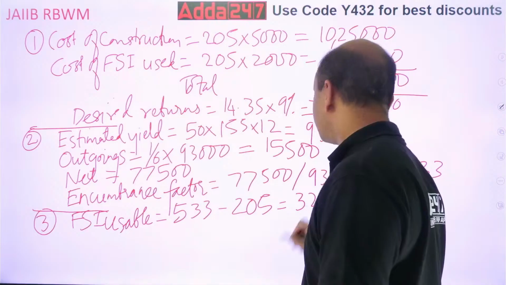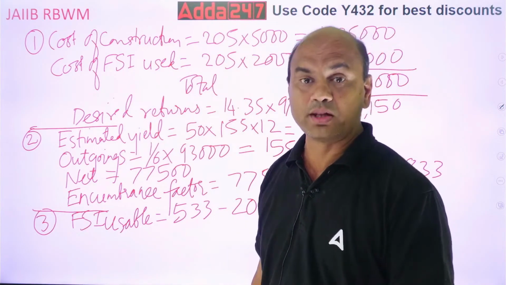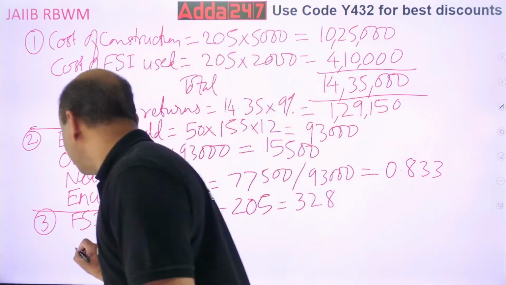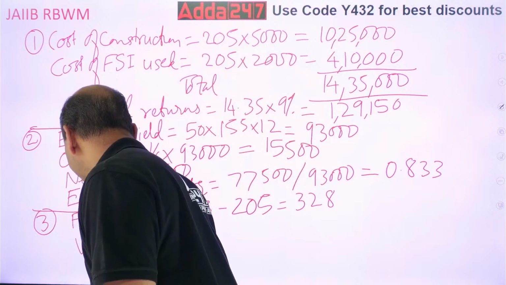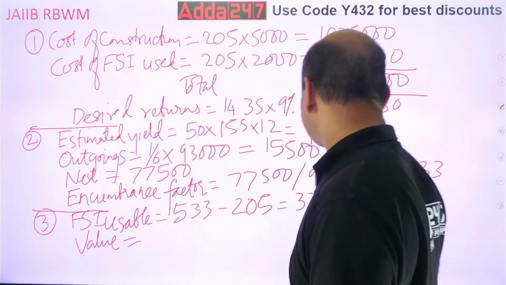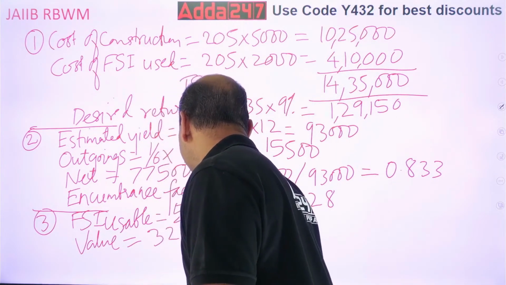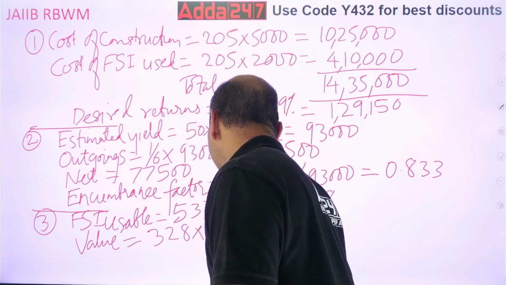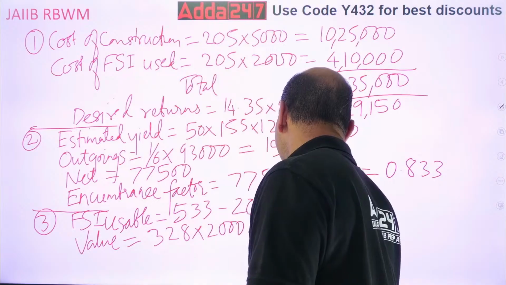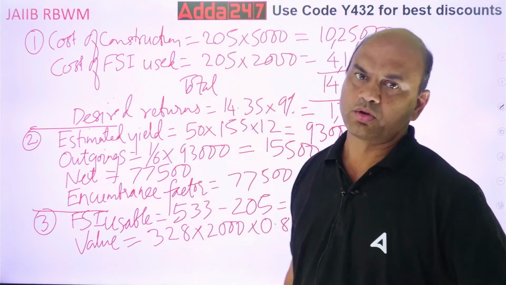Now, the value of the usable FSI. You don't want the FSI, you want the value of the usable FSI. So the value equals this 328 multiplied by 2000, multiplied by 0.83, the encumbrance. So what are you getting as the answer? Multiply this with 0.83. You must get it.